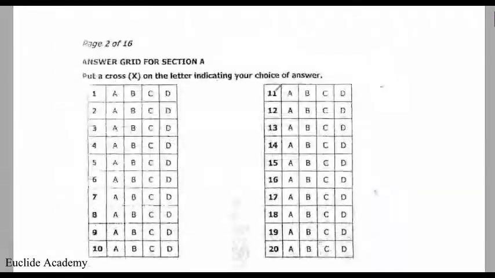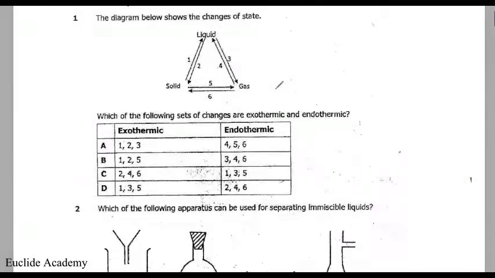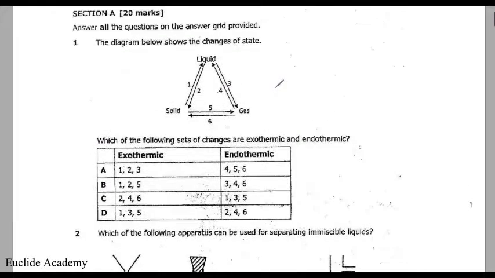Alright, let us try to revise the past paper, 2016 paper 2. To get started, we've got 20 marks for section A, and that is multiple choice. So we're answering the questions. Let's get on with question number 1.